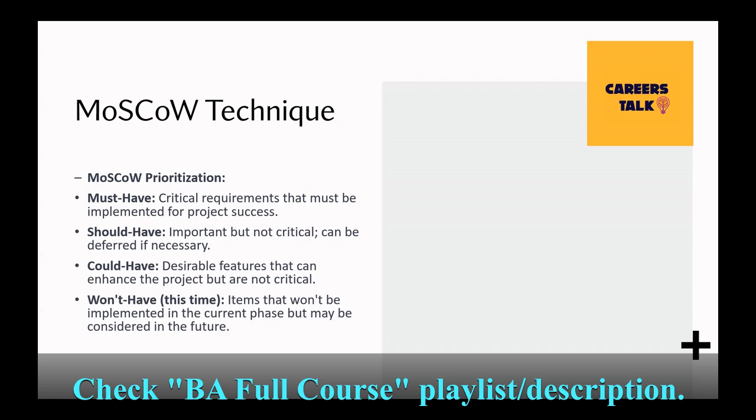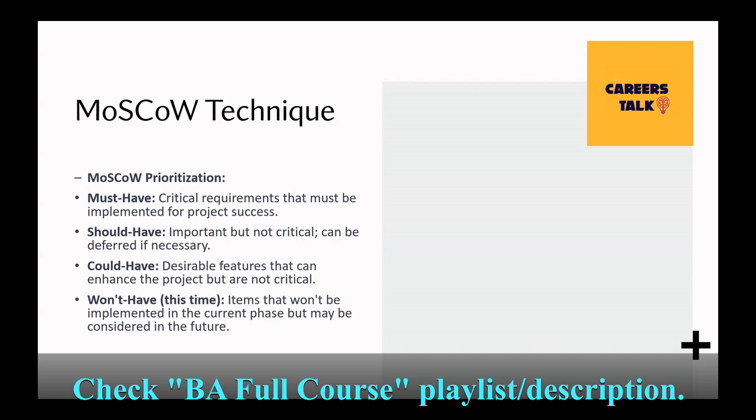Must have for an epic means the critical requirements that must be implemented for the project to be a success. So if we say, okay, this is the final output I want to get in my project, what are the epics for which there is no other substitute or alternative without those features? That is something we say is a must-have feature.